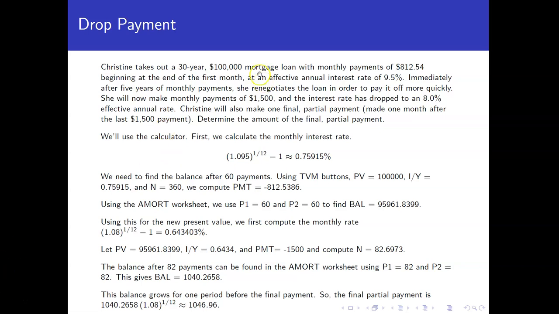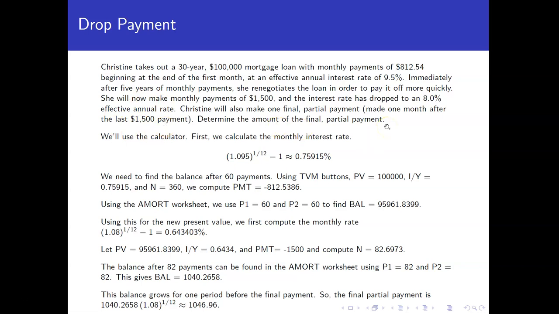In this case, we've got a $100,000 mortgage, paid over 360 total payments at 9.5% interest. Christine is going to make 5 years of those monthly payments. Then she's going to renegotiate the loan to pay it off more quickly. So instead of paying the payments of $812.54, she's going to make monthly payments of $1,500, and we're going to drop the interest rate to 8%. We're also going to make one final payment at the end that's going to be less than the $1,500. So there's where the drop payment comes in.